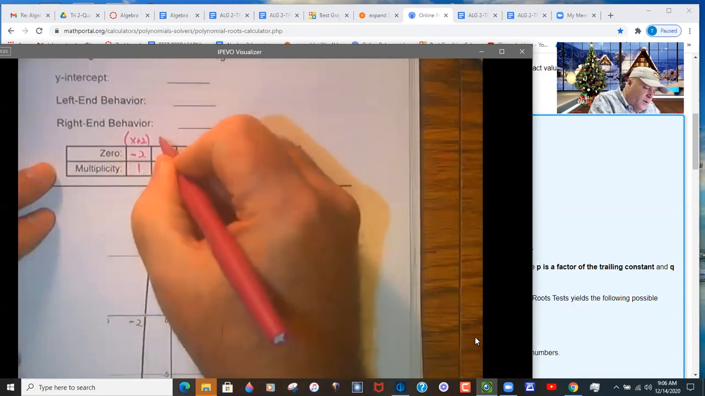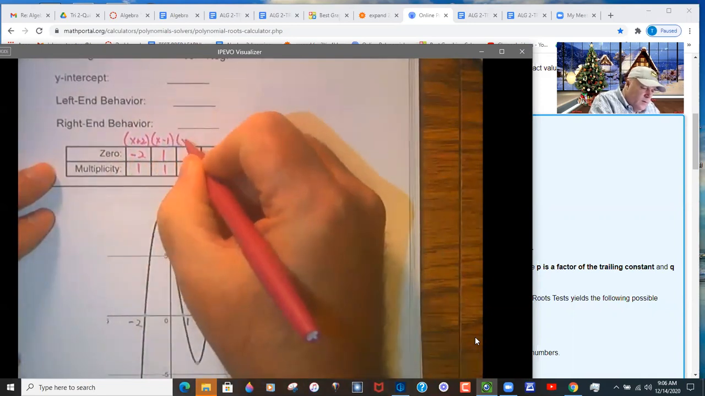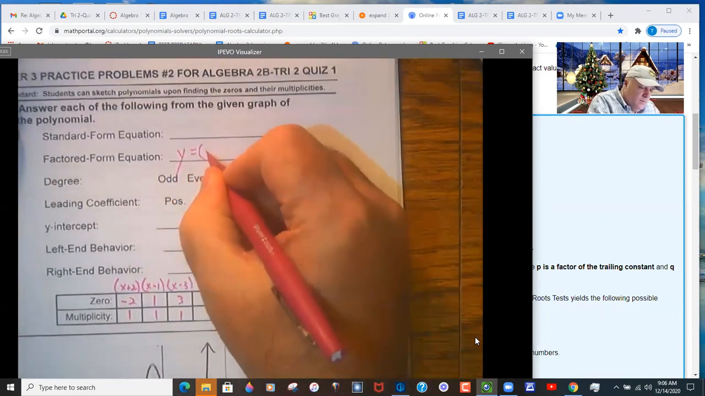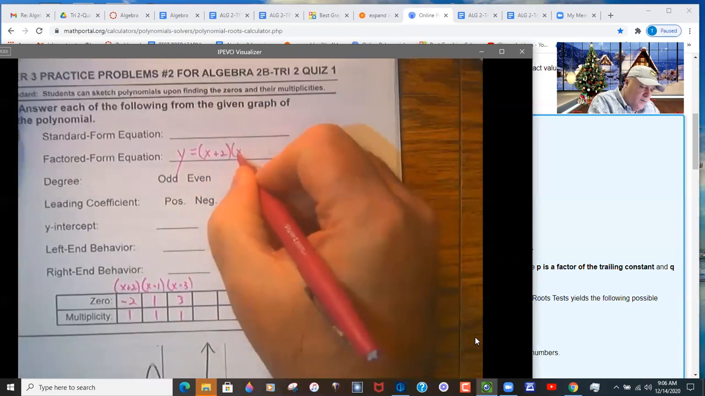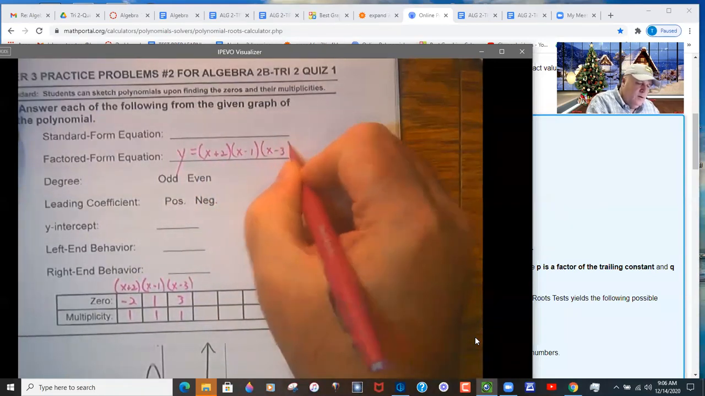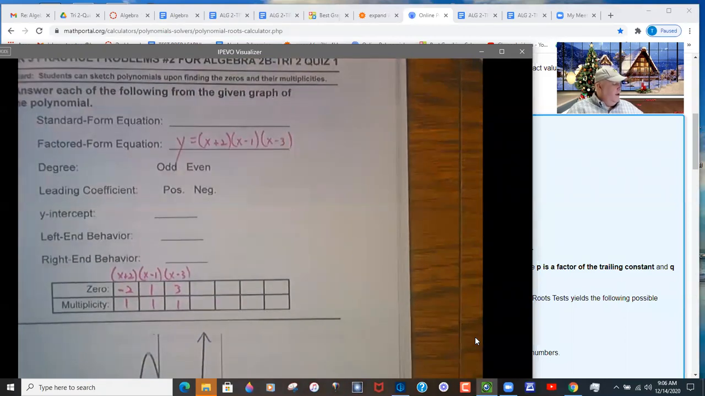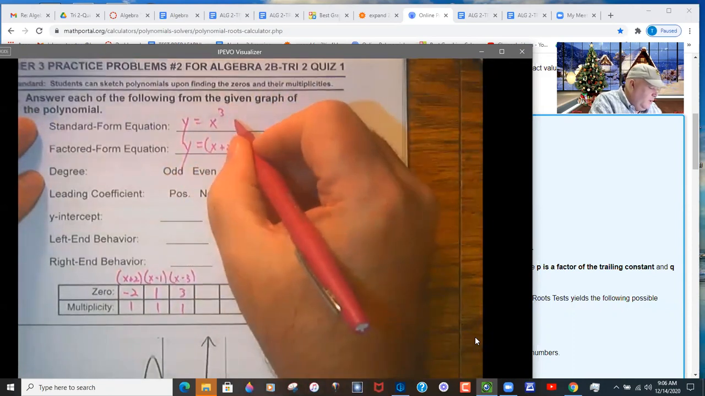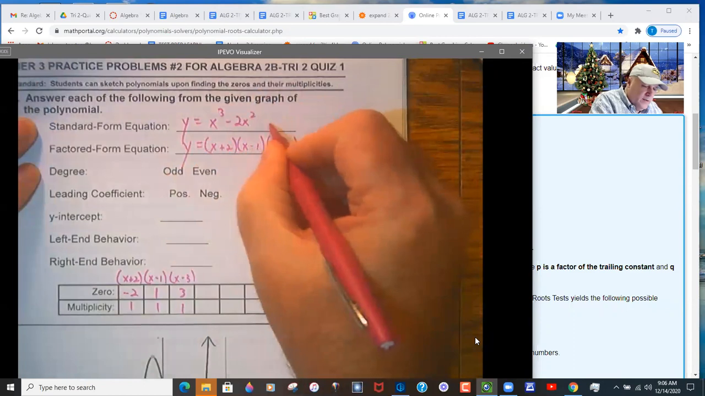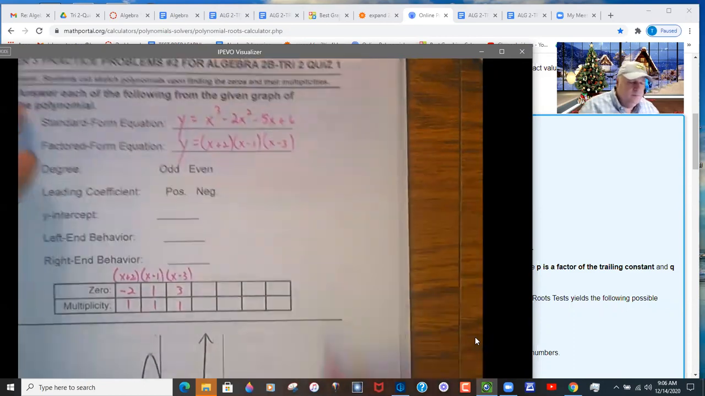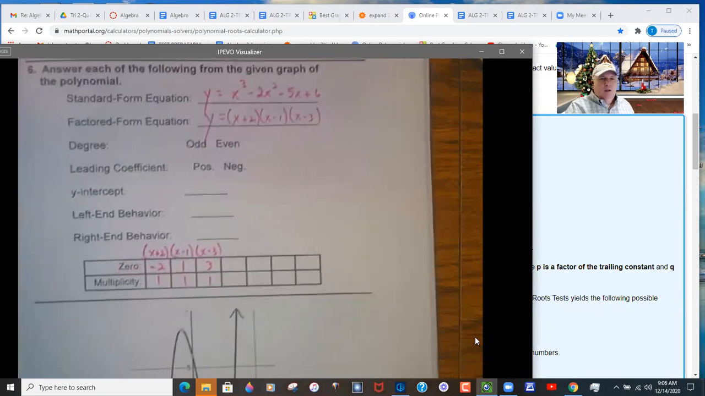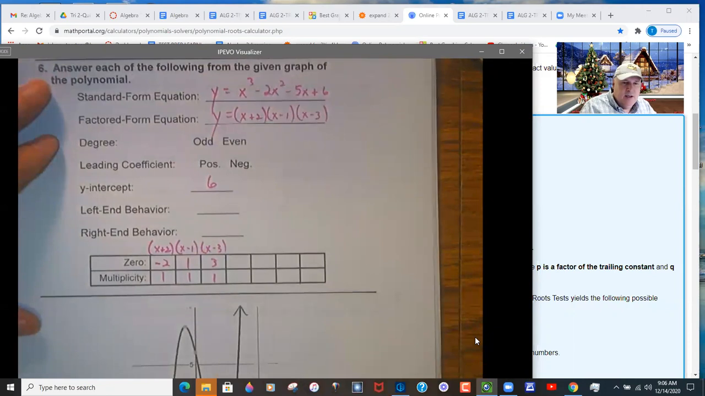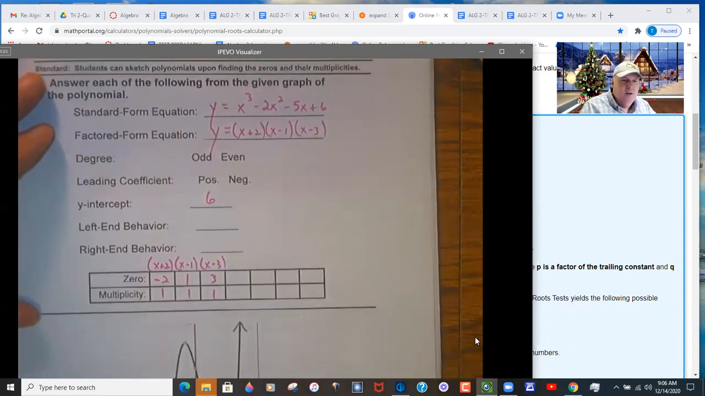So these are all multiplicity of 1. So that means this would be all of our factors, and so that is going to be what we transfer up here: x plus 2 times x minus 1 times x minus 3. Then go into Wolfram Alpha and expand that out. And this is what you would get: x cubed minus 2x squared minus 5x plus 6. And now you're ready to put all this together, and it has to make sense with what you see on the graph. Everything has to make sense.